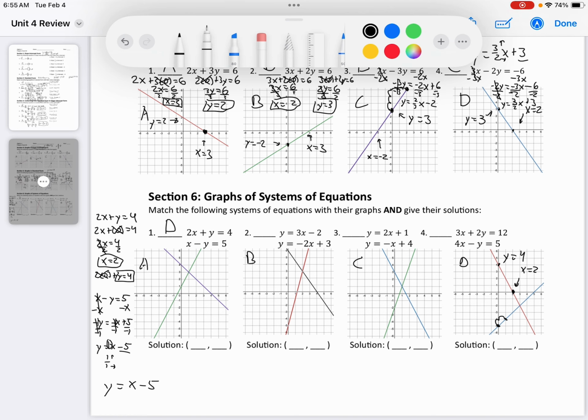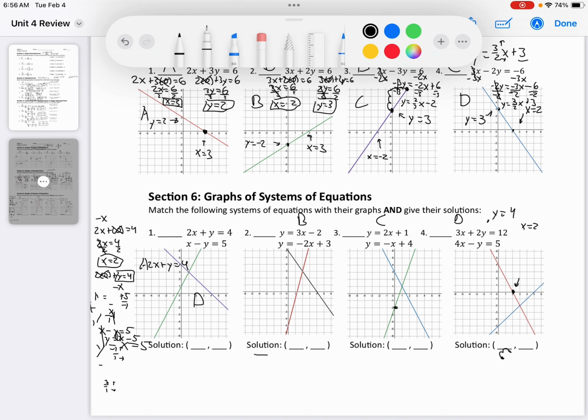So then let's check problem 2. We have y equals 3x minus 2. This one is in slope-intercept form already, so we should know it's going to cross at negative 2. And then the slope of 3 tells me I'm going to be going up 3 and right 1. So I'm looking for a graph that crosses at negative 2, goes up 3, right 1. That looks like graph C here. Crosses at negative 2, goes up 3 and right 1. So that looks like it matches our first equation.